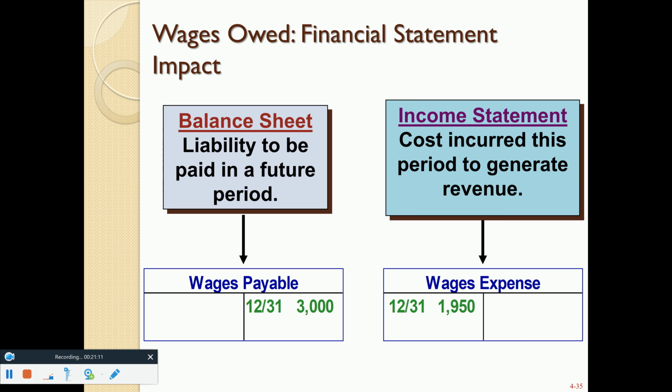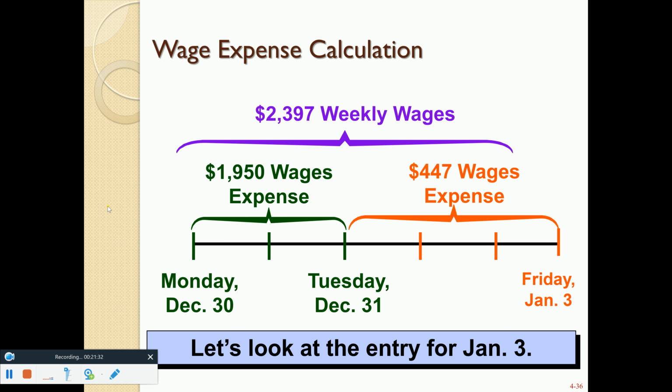This is what the financial statements would look like on December 31. When we issue our financial statements, we would indeed show a liability on the balance sheet for the wages payable. I think this should say $1,950. I think this is a typo here. And then on the income statement, we would show the wages expense of $1,950.